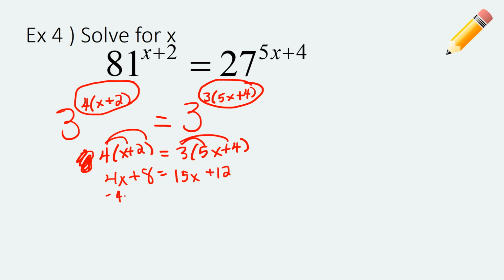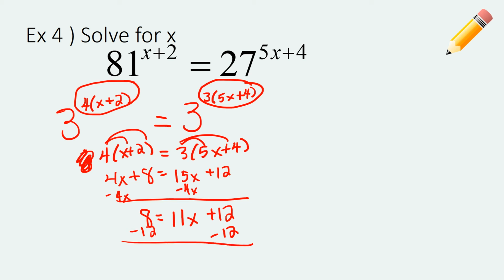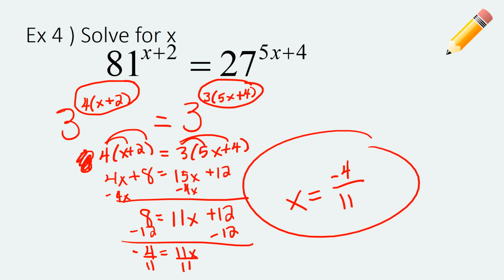Now I can subtract 4x from both sides. And then I'm left with 8 is equal to 15x minus 4x is 11x plus 12. Minus 12 on both sides to get x alone. I'm left with negative 4 is equal to 11x. And then my last step is to divide by 11. So I have a gross number, which is x is equal to negative 4 divided by 11. So that's my final answer for number 4.